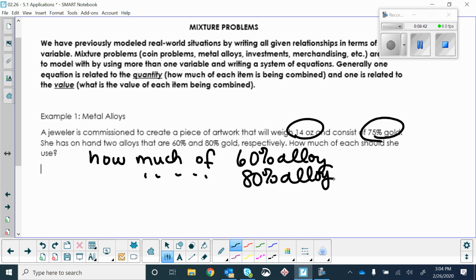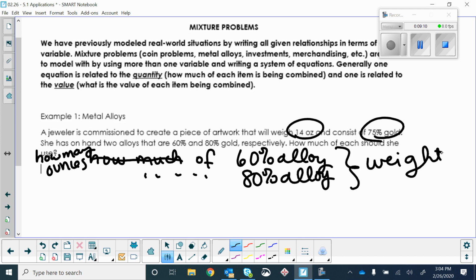Okay? So when I say that, how much of the 60% alloy do we need, or the 80%? I mean, how many ounces? So see how I'm already going to sort of modify what I've written here? It's not just how much, it's the weight. How many ounces? That's what we mean by how much. This is a weight issue right here. We want to know how much of each by weight. The 60% just means whatever its weight is, 60% of that is gold. A portion of its weight is gold.